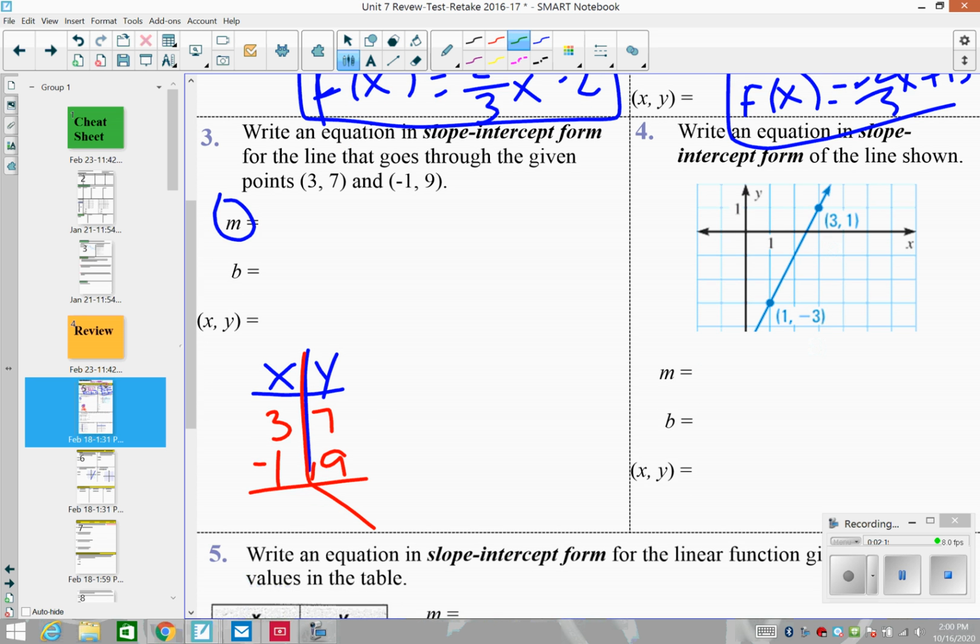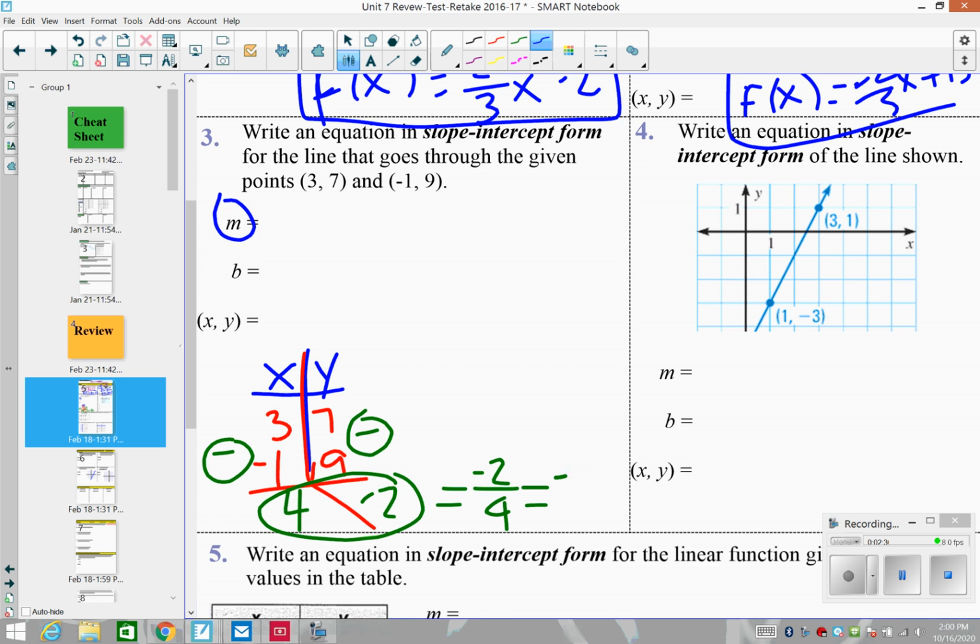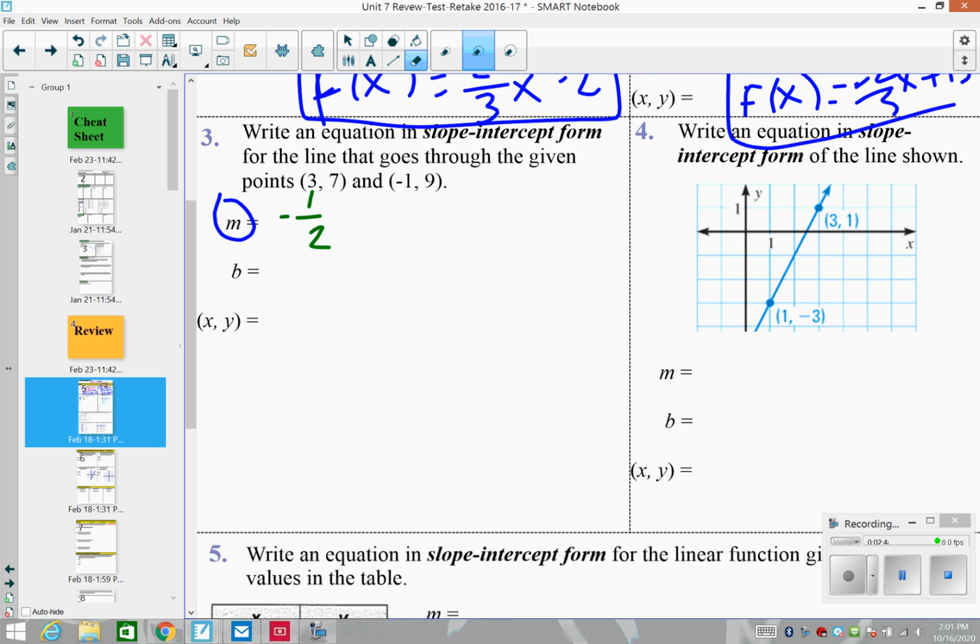Finding the slope then, we're going to subtract our y's and subtract our x's. 7 minus 9 is -2. And 3 minus -1 is 4. So it's -2/4. Be careful, I kind of wrote it at a funny angle. Reduces to -1/2. Slope then would be -1/2. Y-intercept is not given here. So we got to go get it. So I'm going to erase this because of space. So y-intercept is unknown.